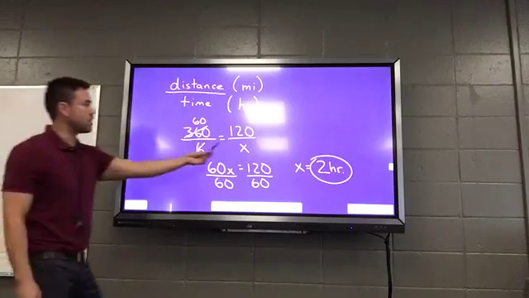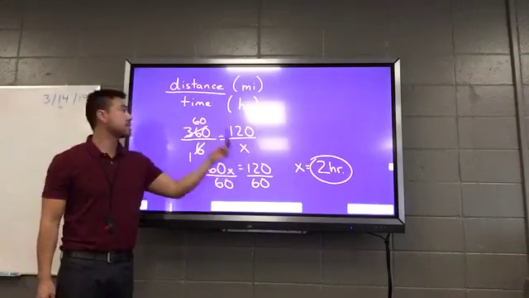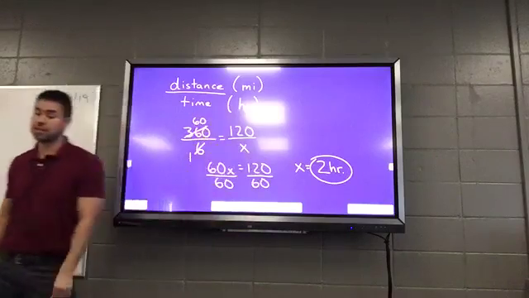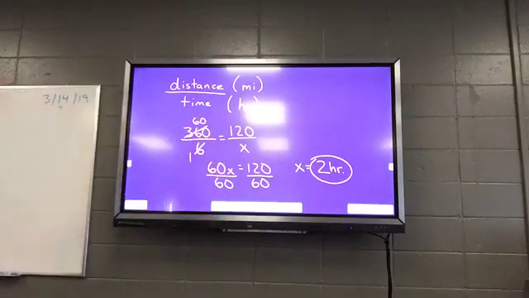What goes on the bottom of each ratio? Time, so hours. So that's how we know it. That's why I write all that down to help me out.